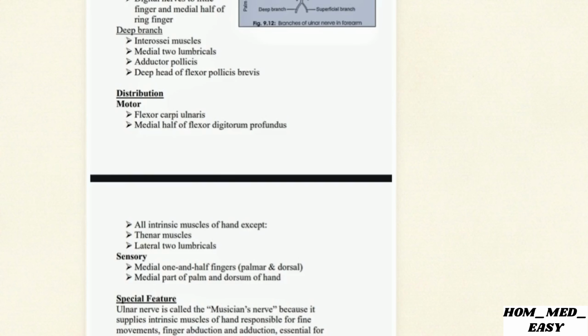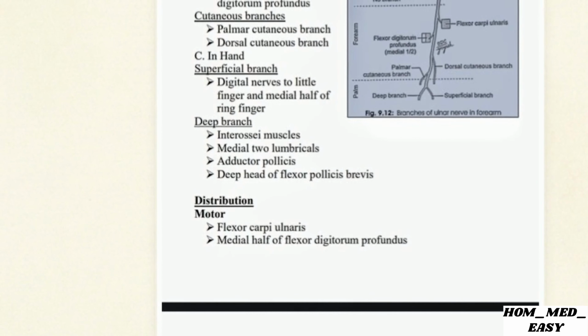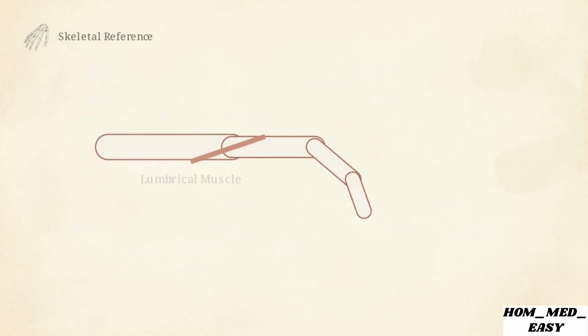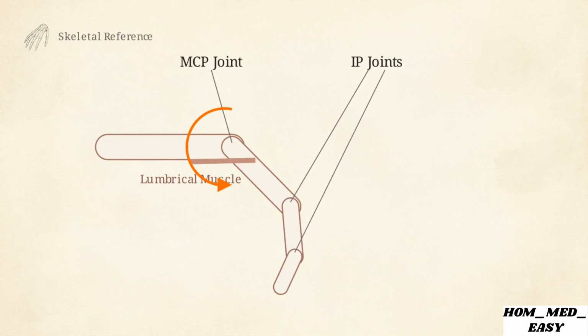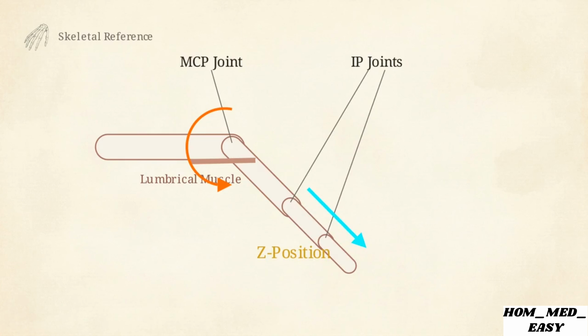Inside the hand, the schematic shows the nerve splitting into a sensory superficial branch and an active deep motor branch. This deep branch contains dense motor distribution, powering the interossei muscles, adductor pollicis, deep head of the flexor pollicis brevis, and medial 2 lumbricals. This diagram isolates the lumbricals. They perform a highly specific counterbalancing action. They flex the MCP joints, bending the main knuckles, while simultaneously extending the IP joints, keeping the finger segments straight.